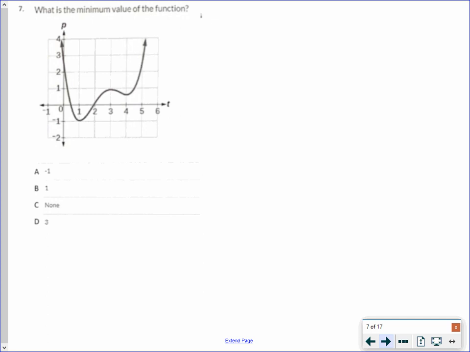What is the minimum value of the function? We're talking about the value of the function. That means our y value, our f of x. So we want to know what our smallest y value of the function is. In this case, it'll be this point right here. That's our global minimum, our absolute minimum. That's what we just learned in module 6. So our minimum value of the whole function, or our global minimum, is -1. The y value of it is -1.